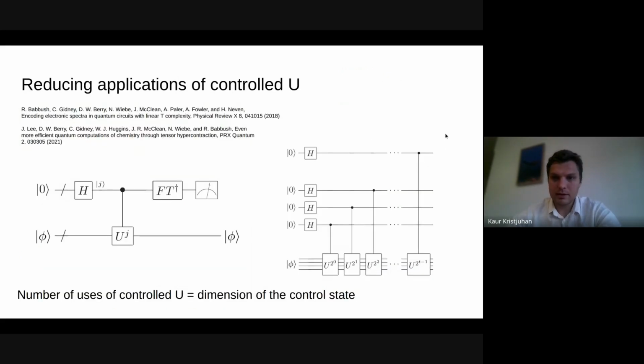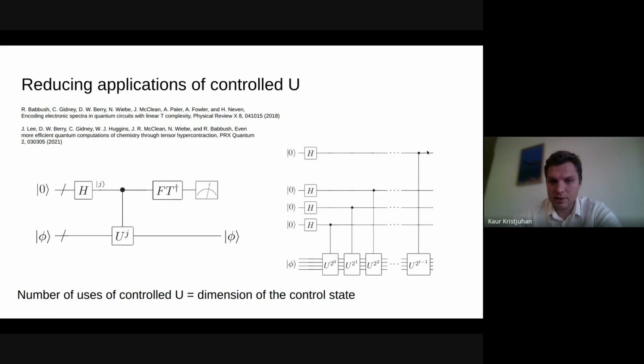Then the last thing we'd like to improve about the circuit is to reduce the overall cost. The way we would try to tackle that is to reduce the number of applications of this controlled U to some power. The reason is that this is the most expensive part of the circuit. So this is how the textbook says you actually do it. You have your control state prepared, which they use Hadamards for, and then you just do these controlled powers of U.